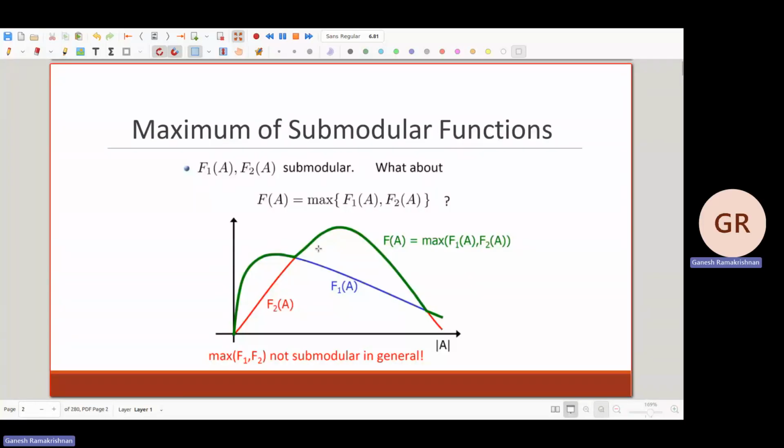So I had left you with some questions here. You have F1 and F2, both are submodular. What do you think about the max of two submodular functions? Is it submodular? The answer is there. It is not submodular. How would you prove this? How do you prove that the max of two submodular functions won't be submodular?